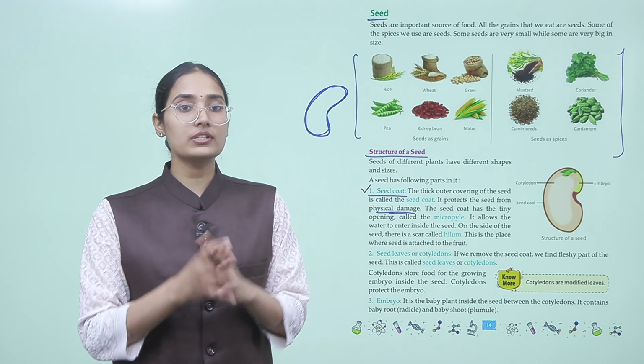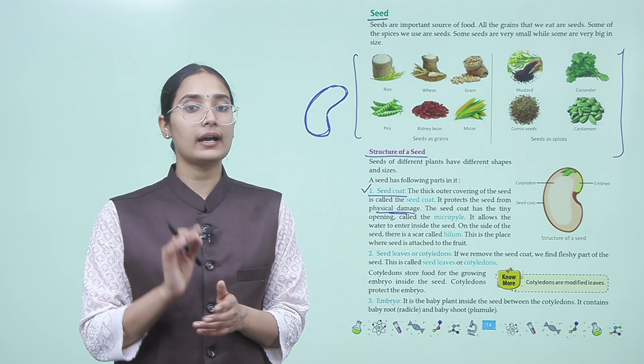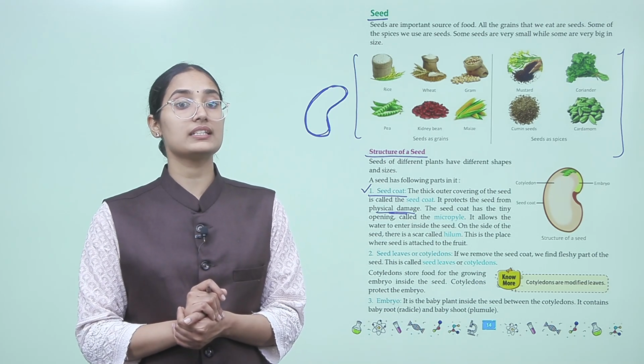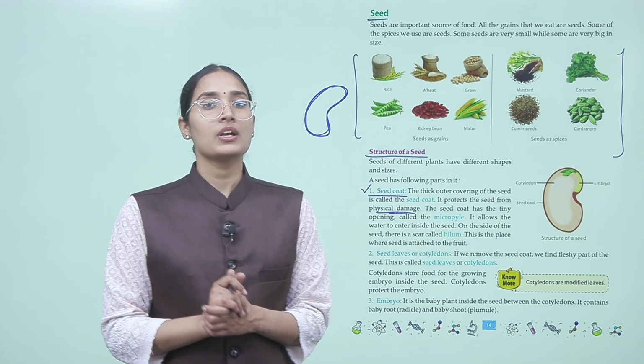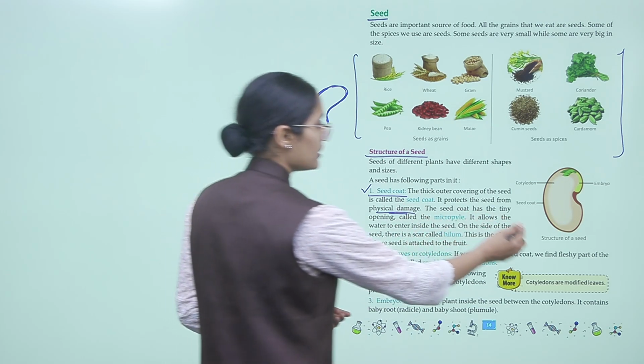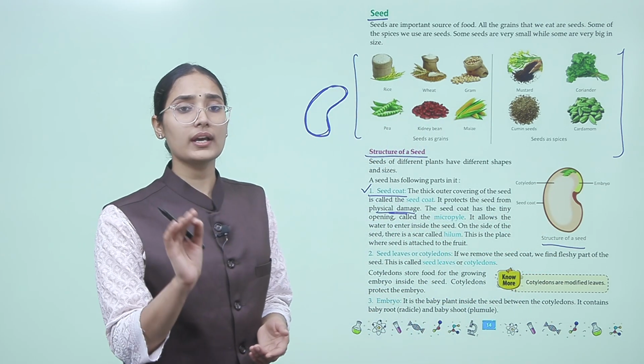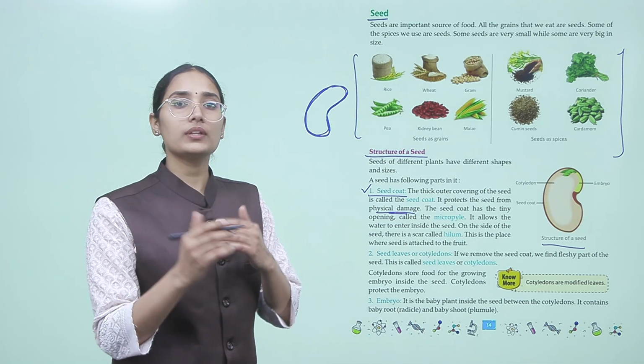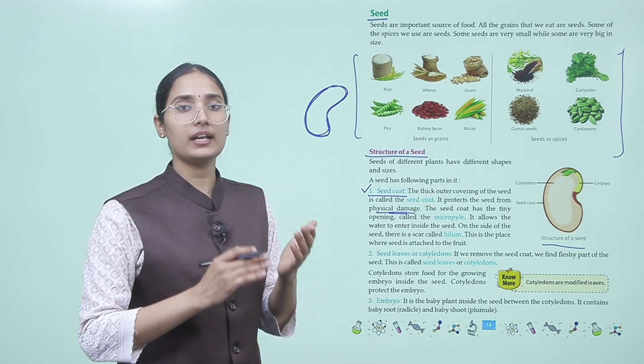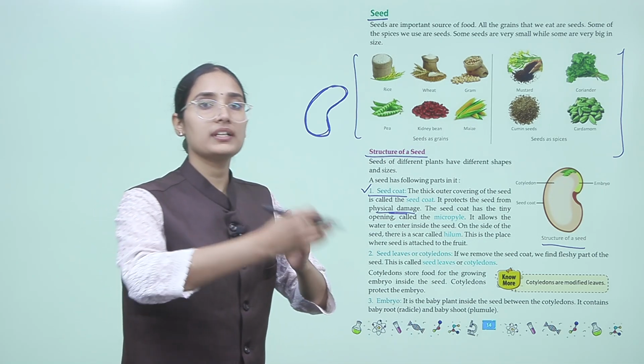On the side of the seed there is a scar called the hilum. This is the place where the seed is attached to the fruit. Now understand here, this is a seed. We talked about the seed coat, but the seed coat has a very little opening so that the exchange keeps on happening, so that the water from the outside can enter inside.